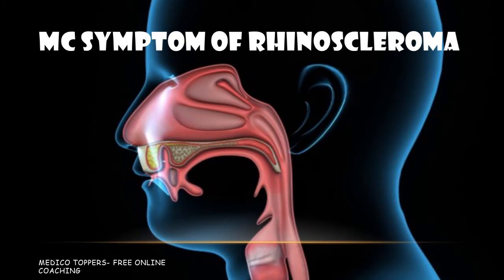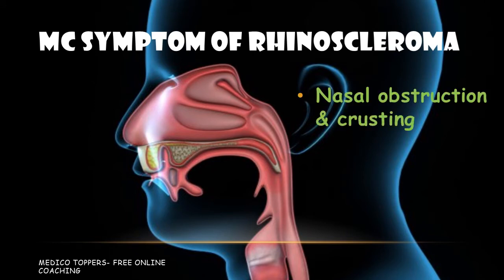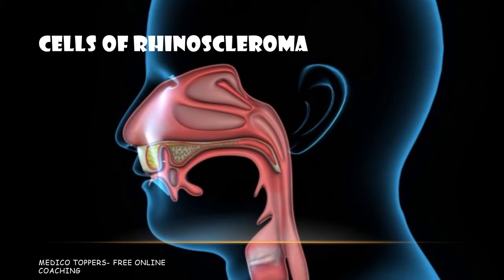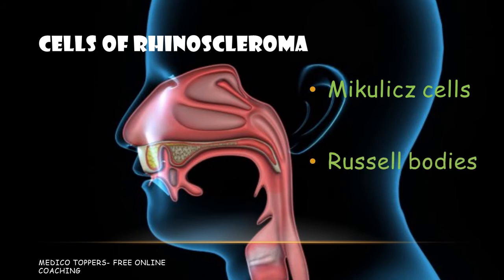Most common symptom of RHINOSCLEROMA is nasal obstruction and crusting. There are two types of cells we can see in case of RHINOSCLEROMA. Those are Mikulicz cells and Russell bodies.